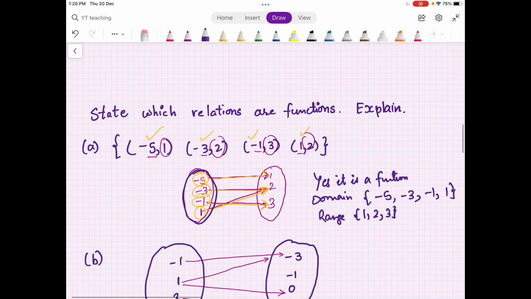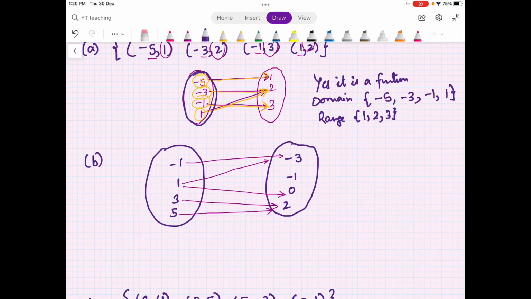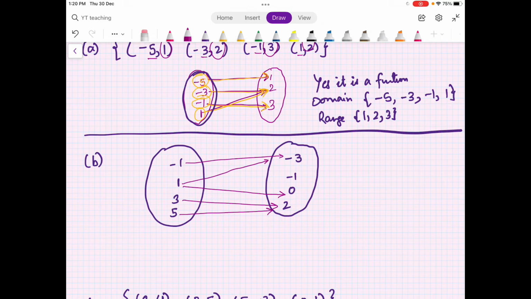Now look at the second example. Here the Venn diagram is already plotted. You can see, corresponding to -1, you have -3. Corresponding to 1, you have -3 as well as 0. So corresponding to one input here, you have two outputs. So this is not a function.